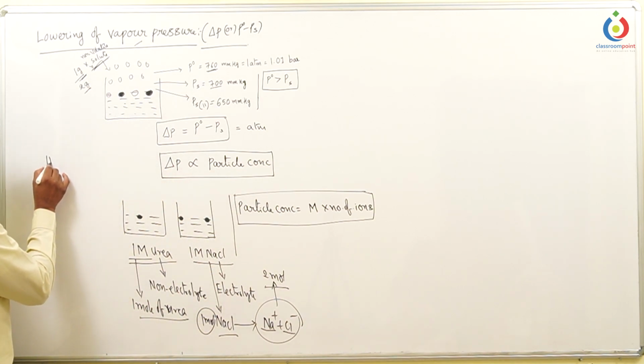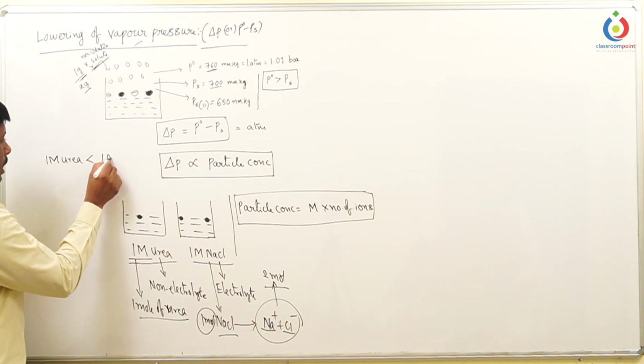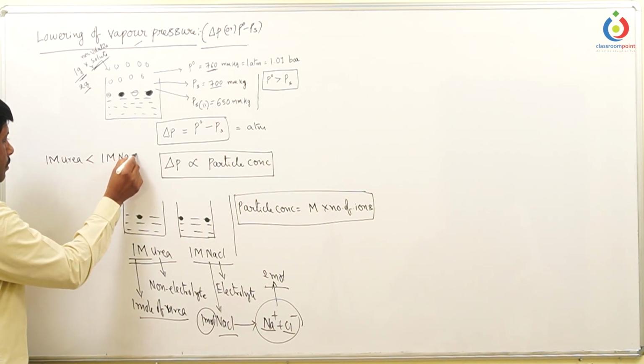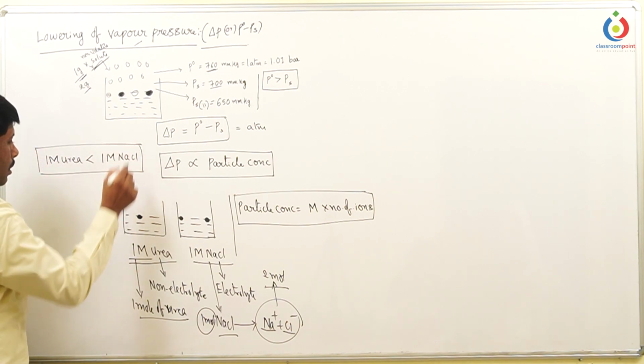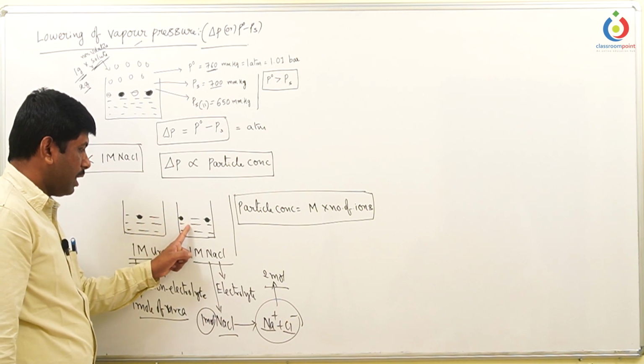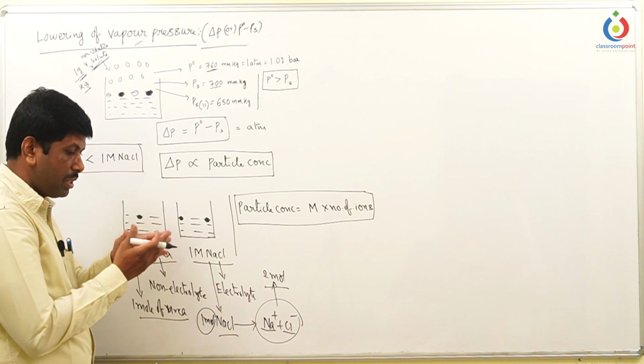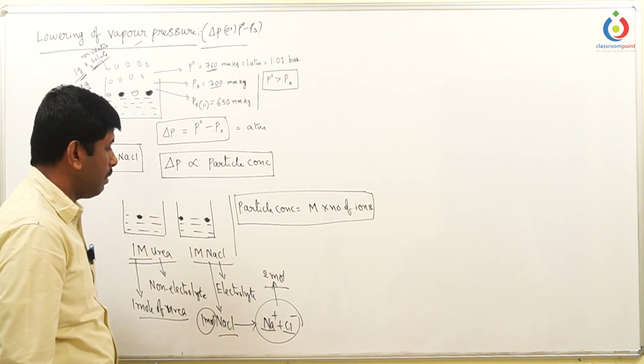So we can say that the lowering for 1 m urea is less than that for 1 m NaCl. Vapor pressure is more here, vapor pressure is less here, but the difference is less here and the difference is more here, because the concentration of the solution gradually increases.